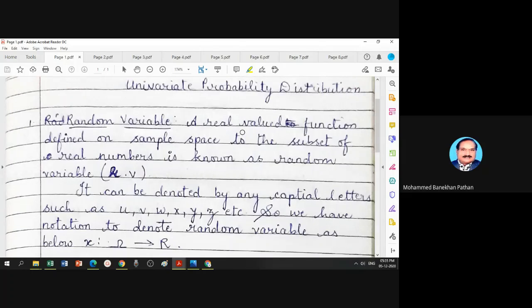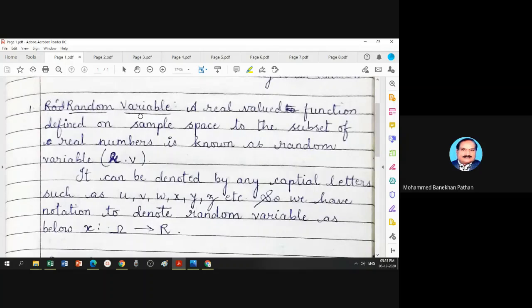Definition number 1 is random variable, abbreviated as R.V. I define a random variable as a real valued function defined on the sample space to a subset of real numbers is known as a random variable.